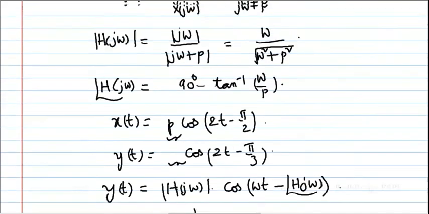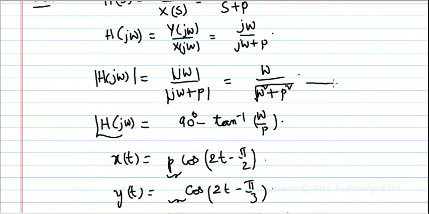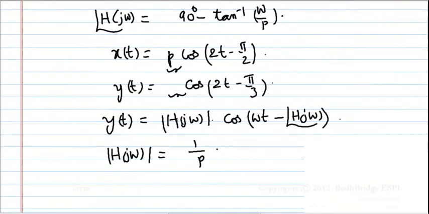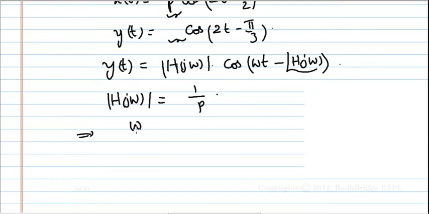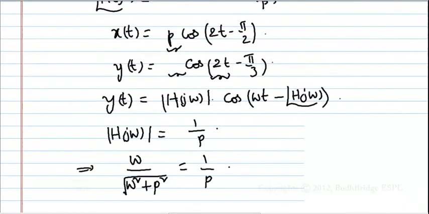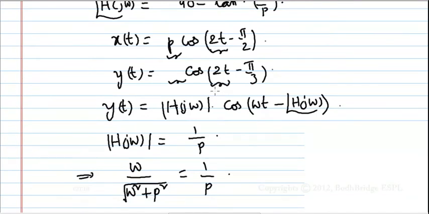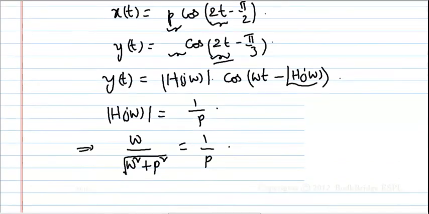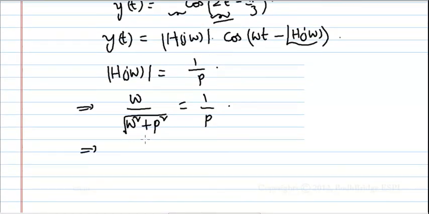But we have already found the magnitude of the transfer function, which is ω/√(ω²+p²), which is marked as first equation. Substituting this, we get ω/√(ω²+p²) equal to 1/p. But in the given question, the ω value is 2, because it is of the form cos(ωt − π/2), and in the output also the same frequency appears. So ω is 2. Substituting the value of ω, we get 2/√(2²+p²) equal to 1/p.